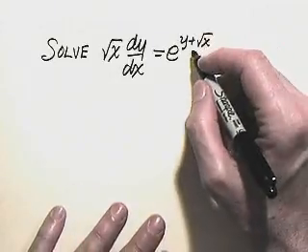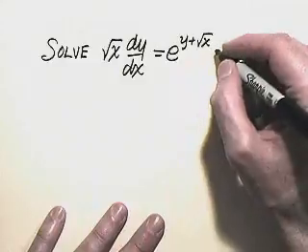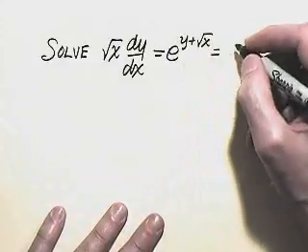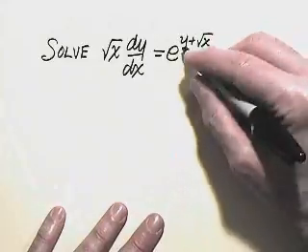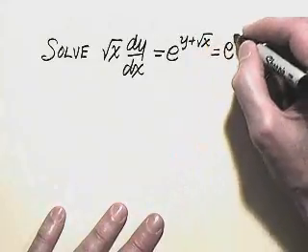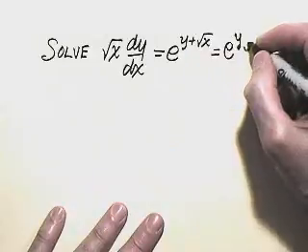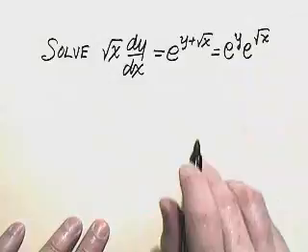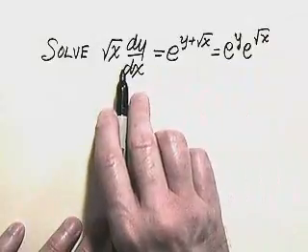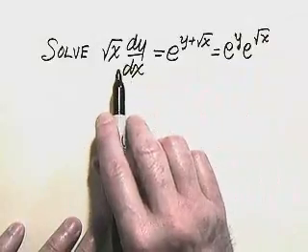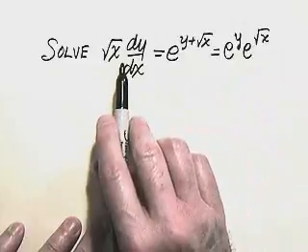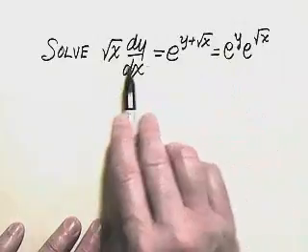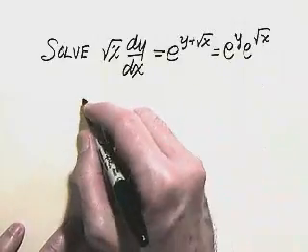Okay, so the key here in separation of variables is to write these functions, so on the right side here, as a product of a function of x times a function of y, and that's what the law of exponents allows us to do. This is e to the y times e to the square root x. So now let's get all the y's over to the left and the x's over to the right. That means dividing by square root x, multiplying by dx, and multiplying through by e to the negative y.